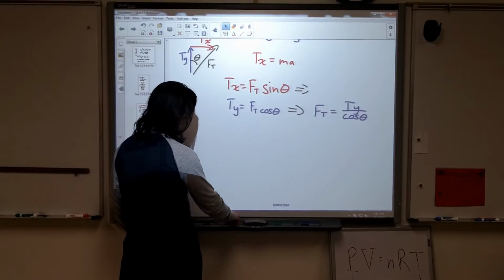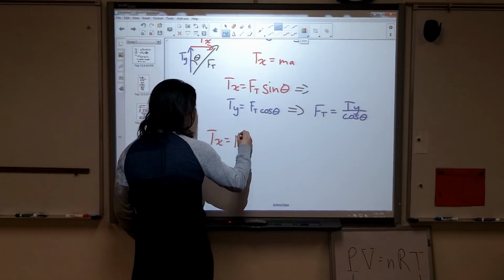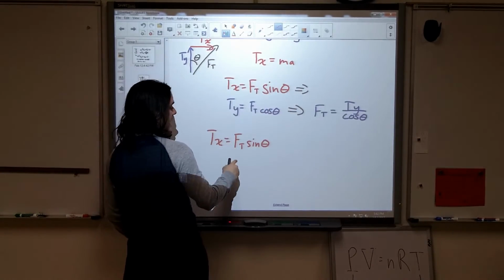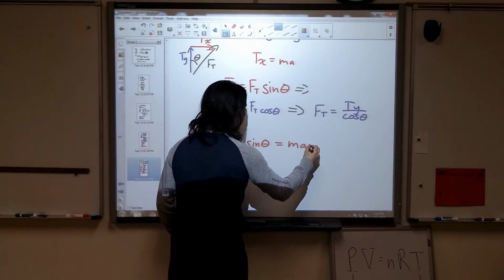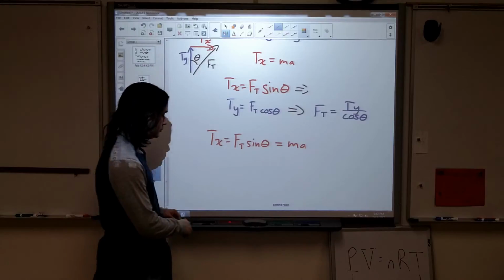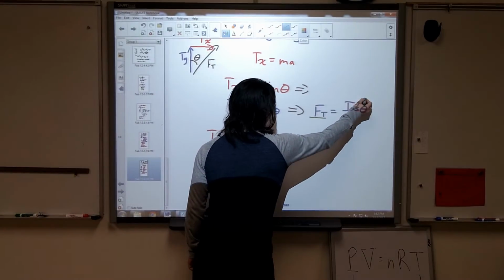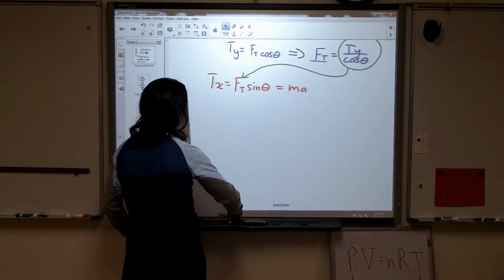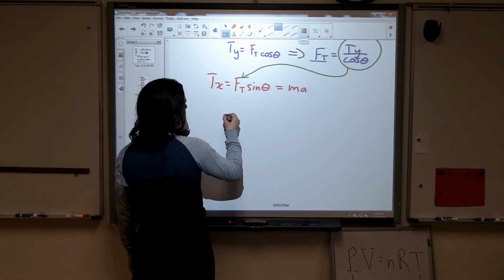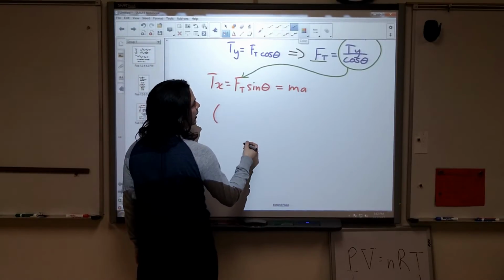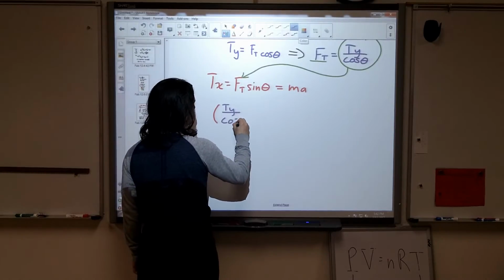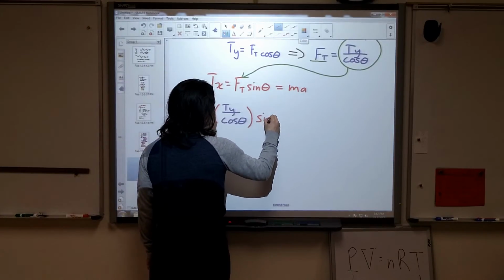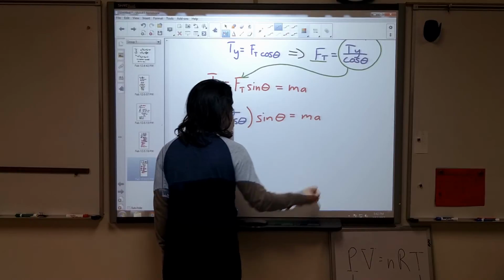The reason why is this. Tx equals Ft sine theta. That's this equation here related to this triangle. But Tx is also equal to the mass times the acceleration, and I want the acceleration. Here's why we needed Ft, because if this is Ft, we can plug it in for Ft. And we get the following. Just ignoring Tx in this altogether, we replace Ft with Ty over cosine theta. We'll see why that's useful in a moment. I cut out one useful step. Times sine theta equals ma.